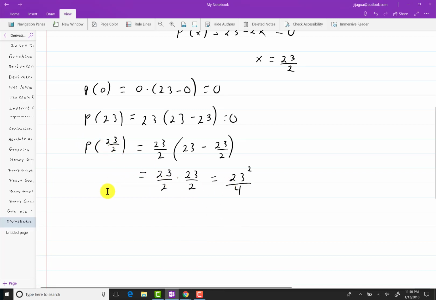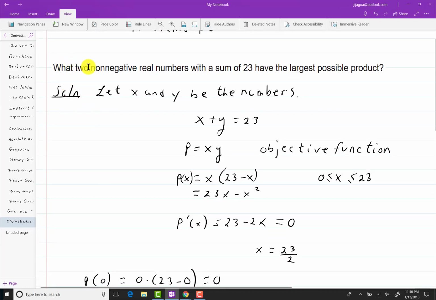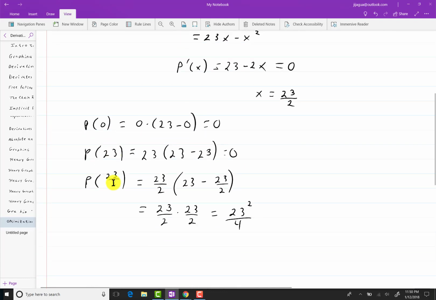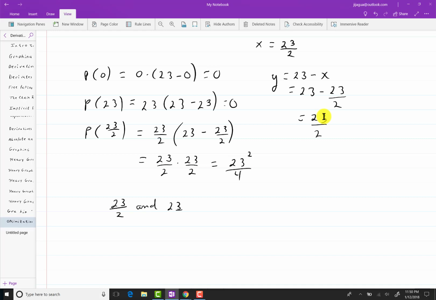However, that is not what was asked. What was asked is what two non-negative real numbers. That means I want the values of x and of y. Well, if x was 23 over 2, y equals 23 minus x, which equals 23 minus 23 over 2, which equals 23 over 2. So the answer that they're looking for is 23 over 2 and 23 over 2.